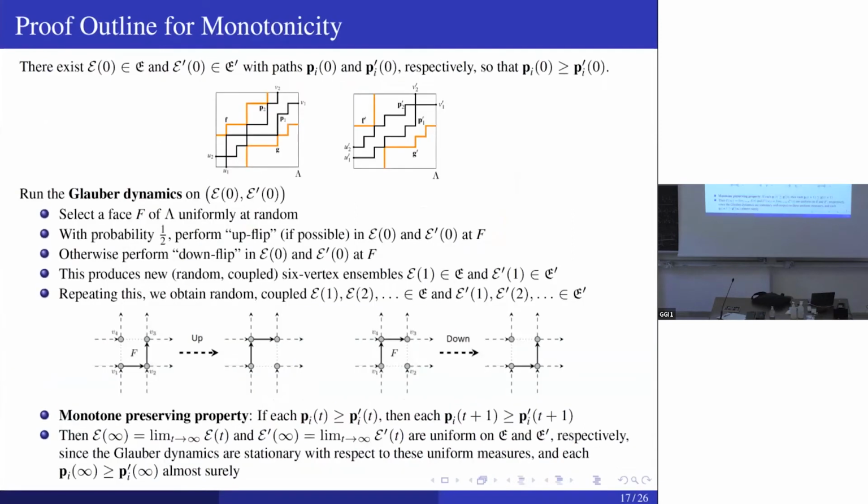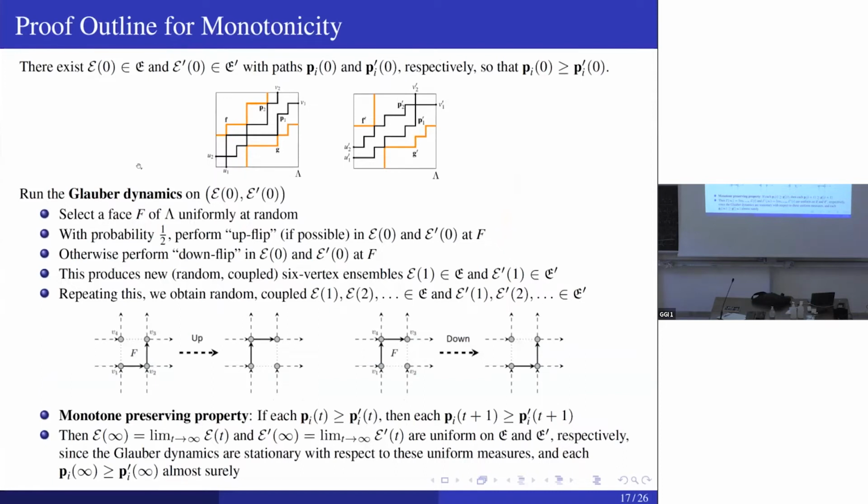Now let me quickly try to explain how one proves this coupling statement. This is a heavy slide, so I'll go through it somewhat quickly. If you've ever sampled, done a computer simulation of the 6 vertex ensemble, hopefully this argument will be fairly intuitive for you.